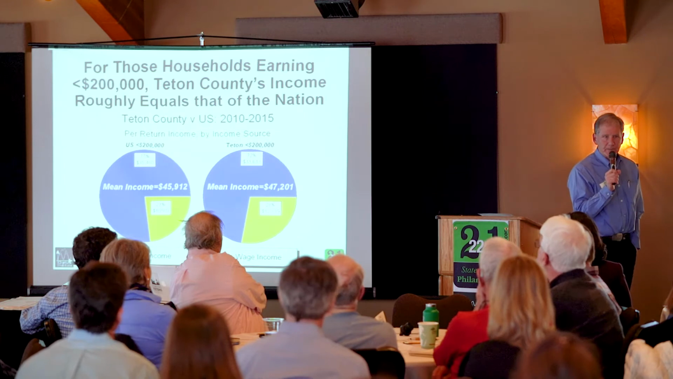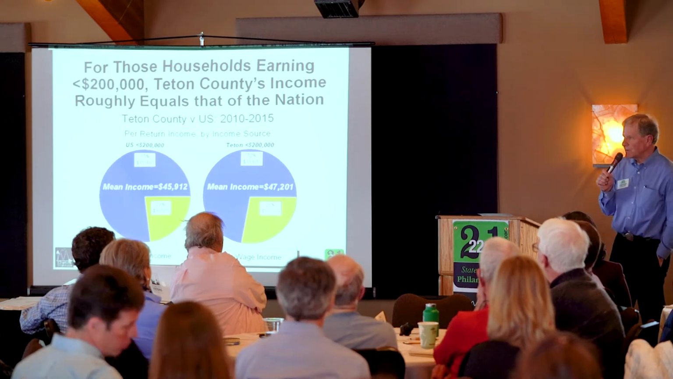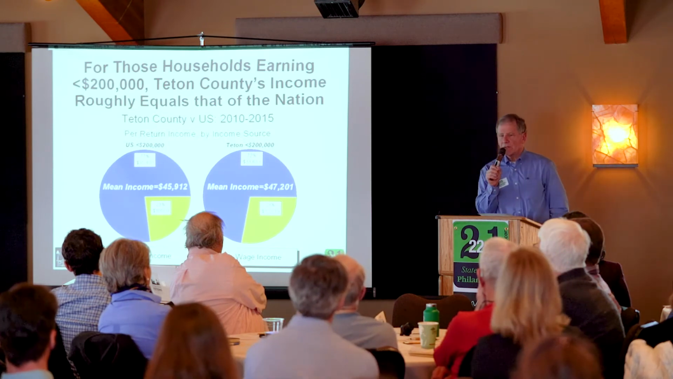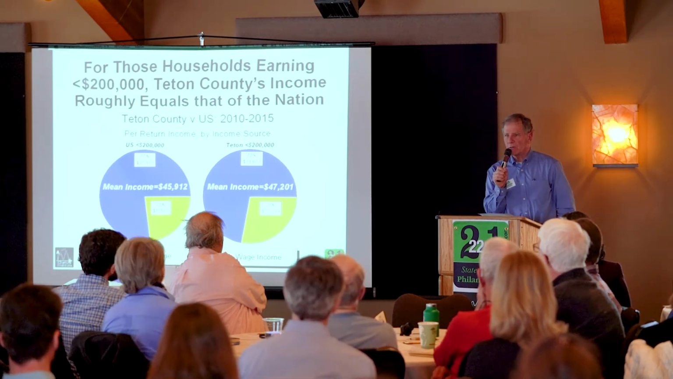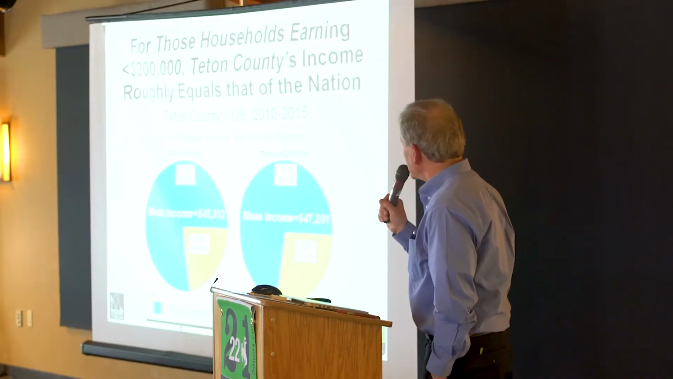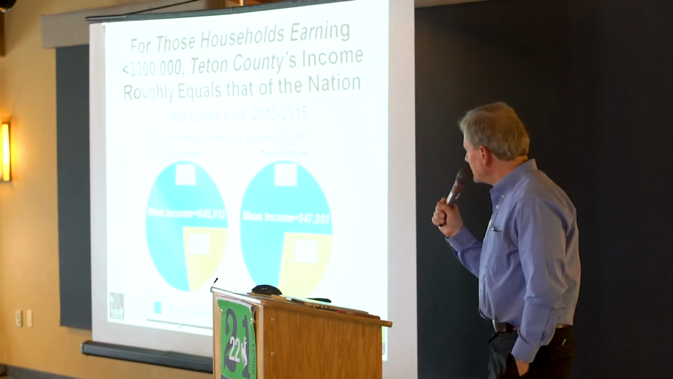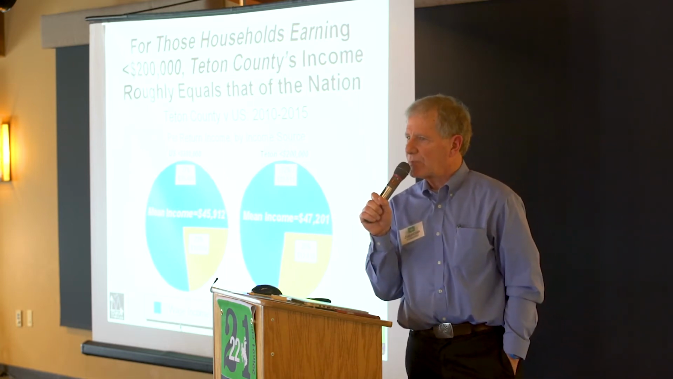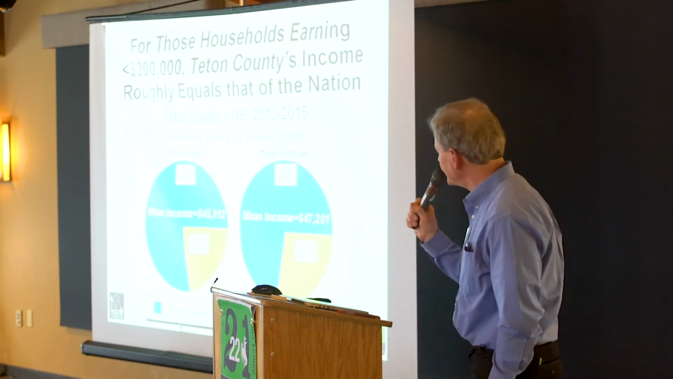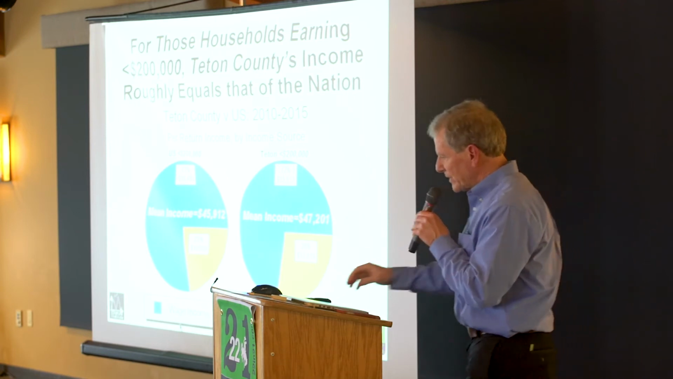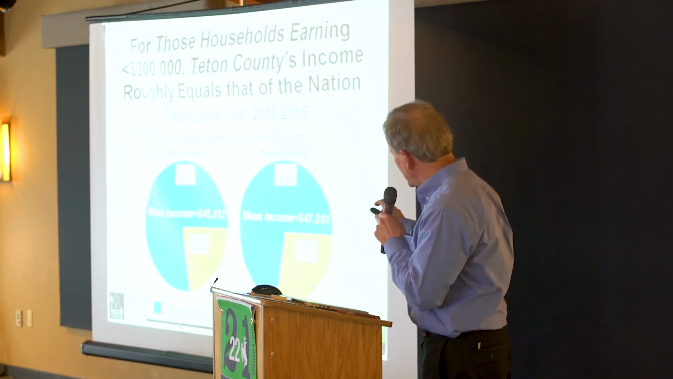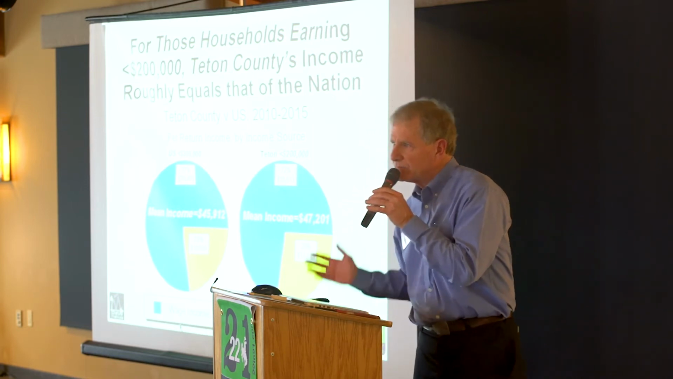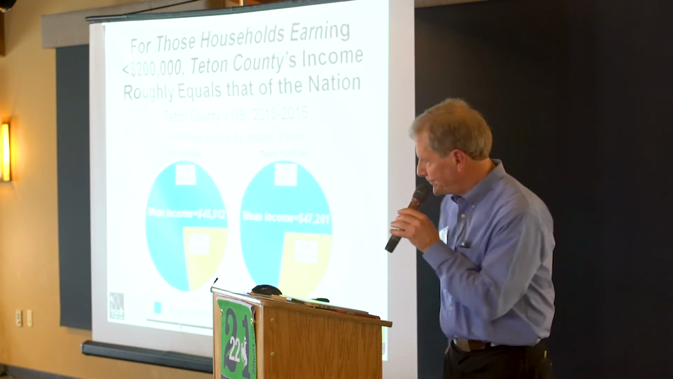What's really interesting is that if you look at those households that are making $200,000 or less, we are very, very similar to the nation as a whole. The nation as a whole made about $46,000. We made about $47,000 per household, the average for those 6 years. And the split was pretty similar too. The nation as a whole made 72% of its money off of wages, roughly 3/4, as did we.